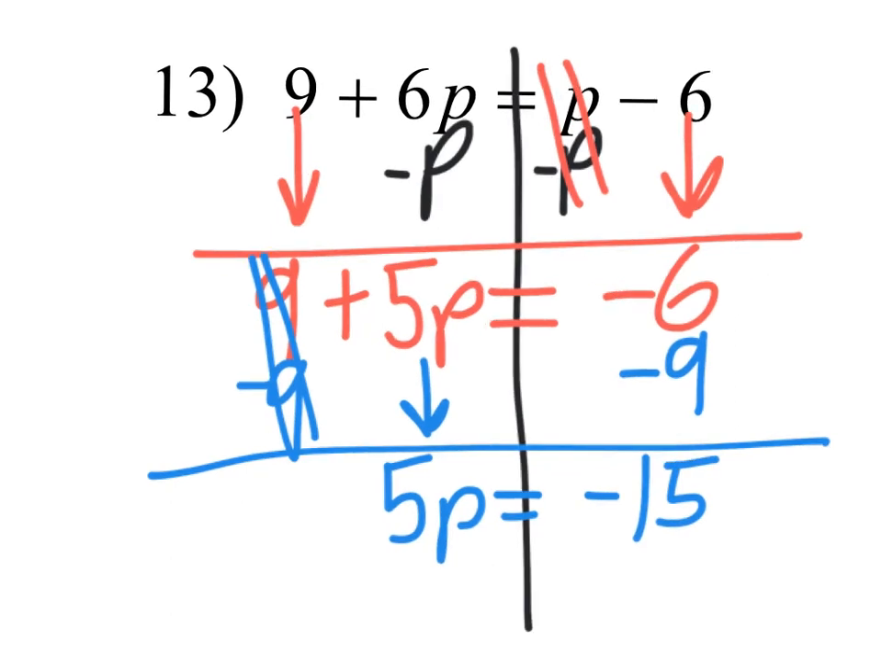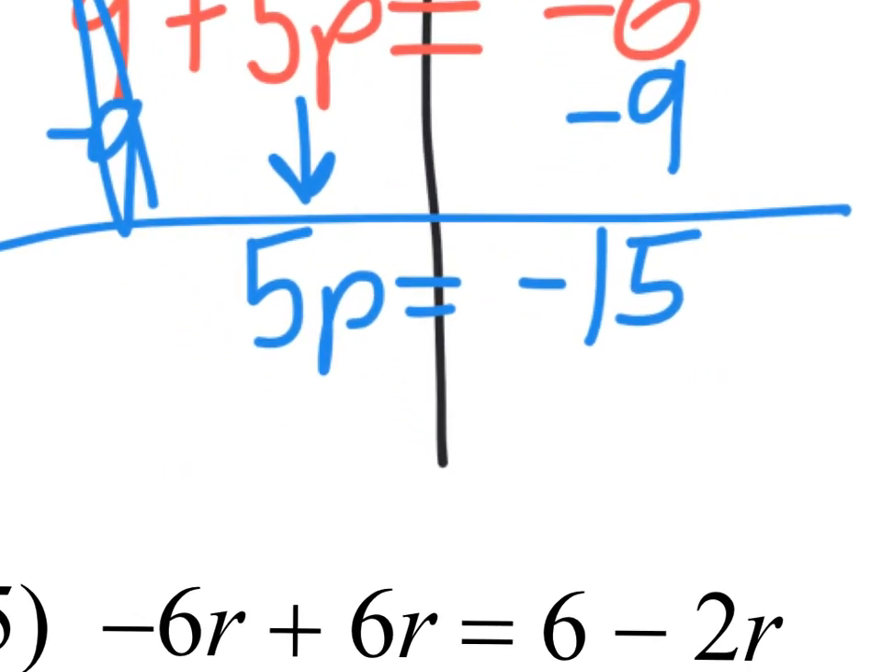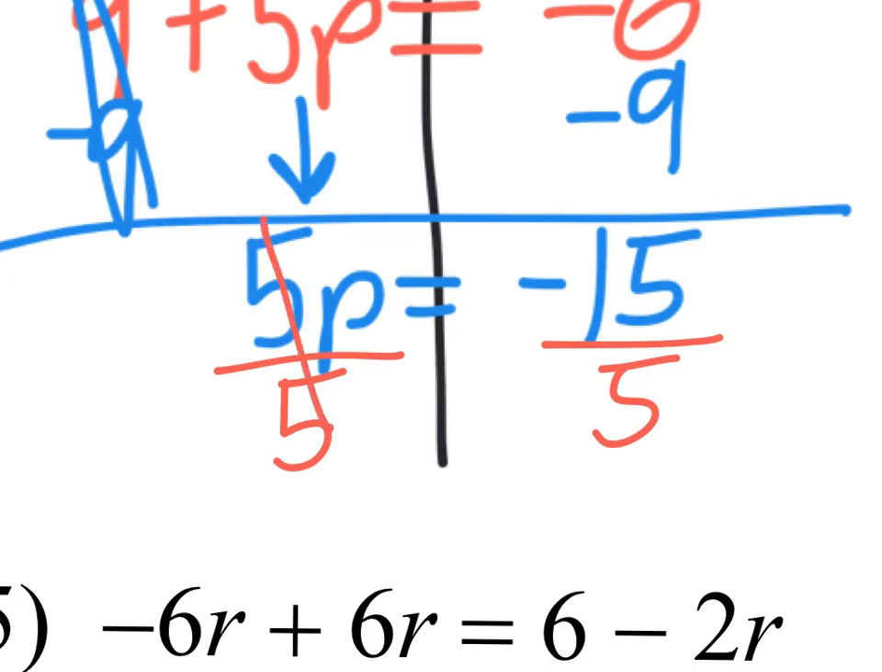Final step. This is multiplication, so I have to undo it with division. So I'm going to divide both sides by whatever is with the variable. These two cancel. I'm left with p on the left side, and negative 15 divided by 5 is going to be negative 3.